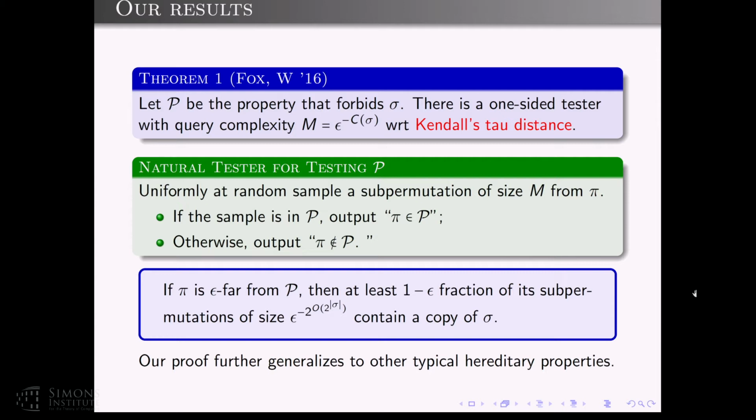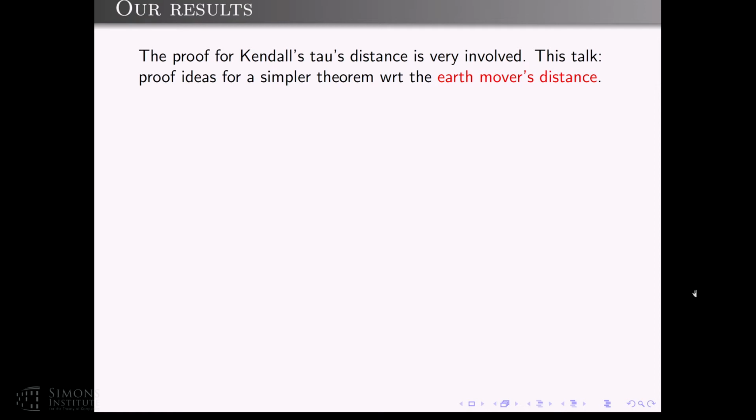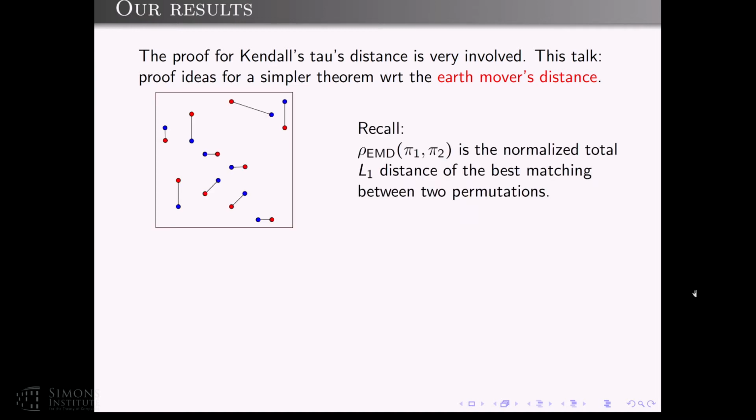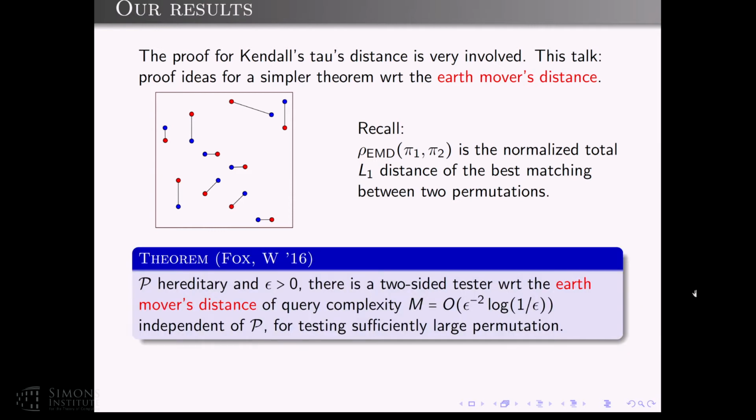For this talk, I'm going to give a proof sketch for a much simpler theorem, which is testing with respect to the weaker metric, the Earth mover's distance. Recall Earth mover's distance is where you find a matching between the two permutations and see how far you have to move from the blue permutation to the red permutation. The theorem we're going to give some proof idea for is this: let P be any hereditary property, then there exists a two-sided tester with respect to the Earth mover's distance, and the query complexity is almost quadratic up to a log factor. Surprisingly, this query complexity is independent of the property. Also, our theorem is only useful when testing sufficiently large permutations.